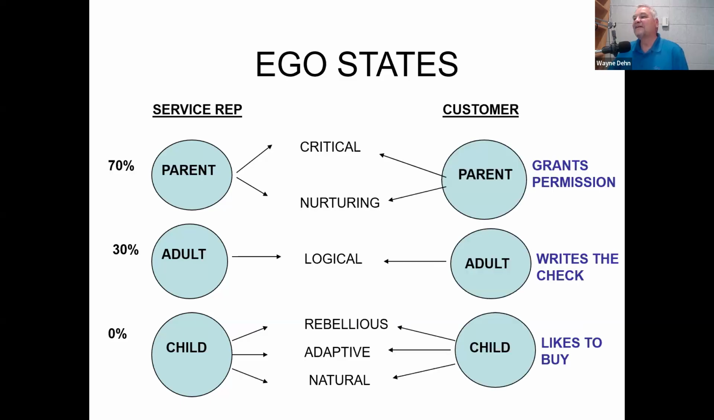Okay. So I want you to think about it this way: you're in ego states here, and you should be 70% nurturing parent, 30% logical adult. Think about the customer. They have ego states too. And the way it works is the child likes to buy. We all like to buy. I don't like to shop, but I sure like going to Bass Pro Shop and buying fishing equipment. But the parent in me says, yeah, you can, grants permission, and the logical adult says, yes, there's money in the account. Go ahead and write a check.